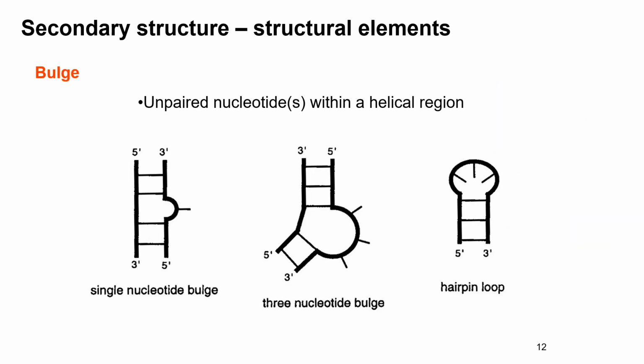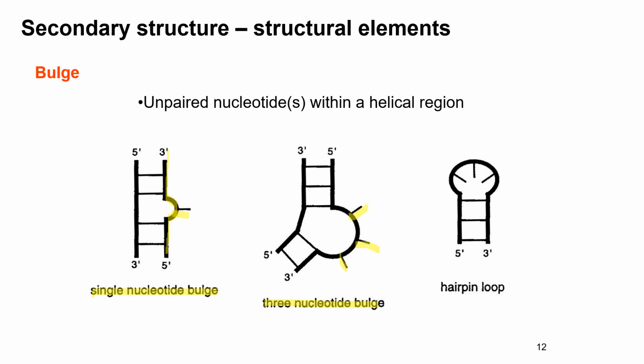RNA can tolerate the presence of unpaired nucleotides within a helical region. When the unpaired nucleotides all lie on one strand of the helix, this gives rise to what we term a bulge. Here, there is one unpaired nucleotide on this strand of the helix, so we call it a single nucleotide bulge. And notice here that the RNA backbone will end up forming a kink.